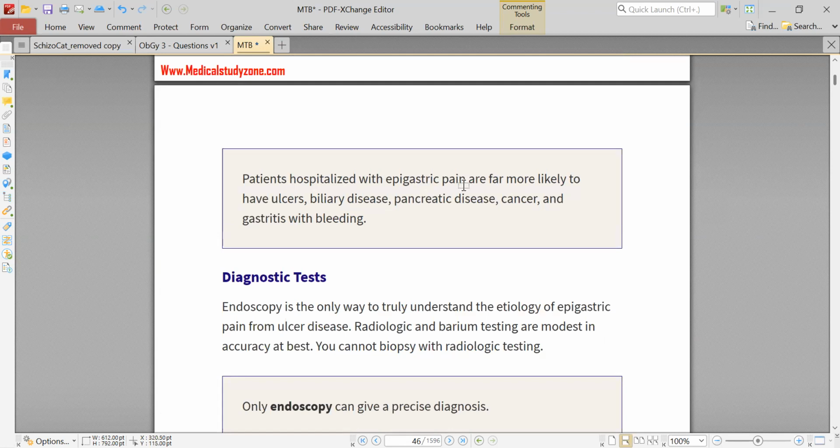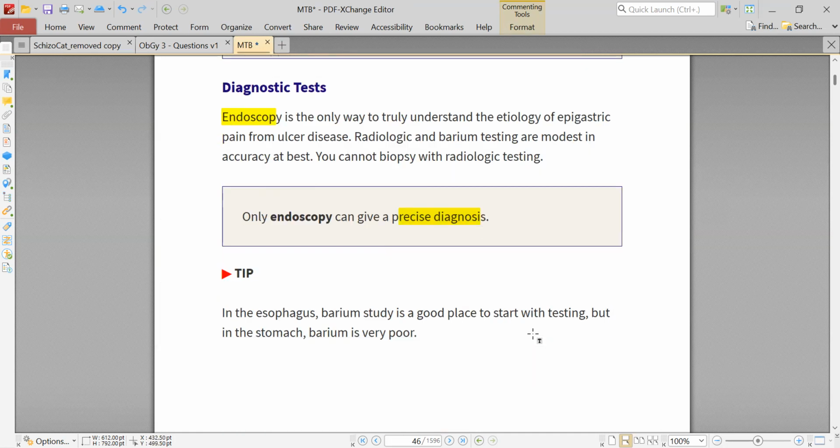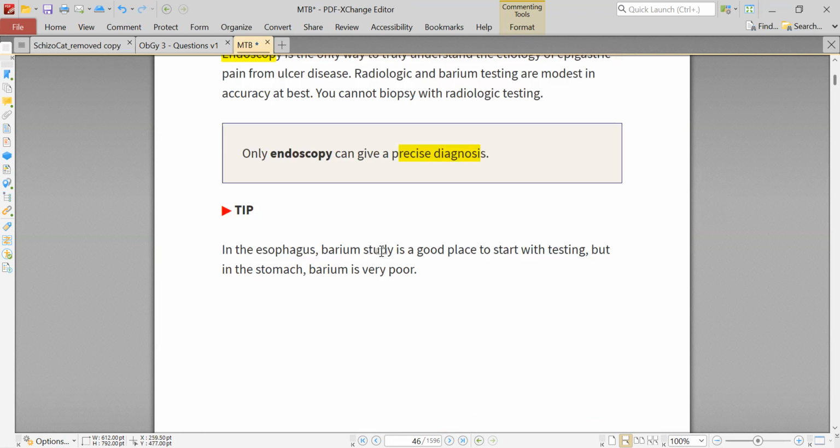Patients hospitalized with epigastric pain are far more likely to have ulcer, biliary disease, pancreatic disease, cancer, and gastritis with bleeding. So endoscopy is the only way to understand the epigastric pain. Whenever a patient comes with epigastric pain, what we can do is endoscopy. Radiological and barium tests have modest accuracy at best, and you cannot do a biopsy with these tests. Only endoscopy is going to give the precise diagnosis. This is super important, because in endoscopy you are not just seeing, you are also taking a sample from the lesion. In the esophagus, a barium study is actually a good place to start, but in the stomach, barium is very poor.